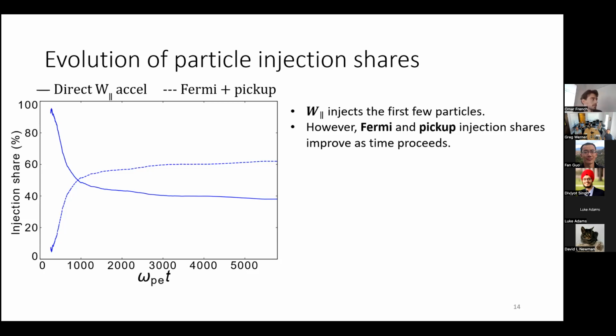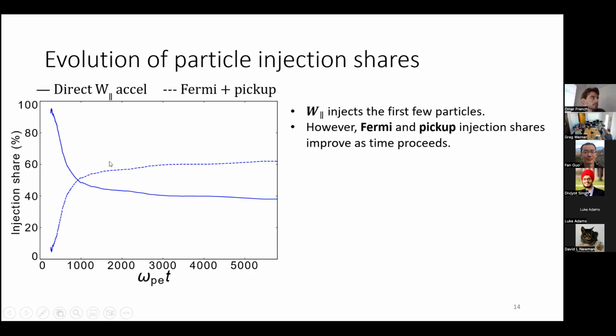You should describe the plot, what's plotted here. So what we're showing here is the injection share, which is the percentage of particles: we take all of the injected particles and consider what percentage of those were injected by direct acceleration, W parallel, parallel electric field acceleration injection. And what we see is that it starts out high and declines. Whereas... we lost your cursor.